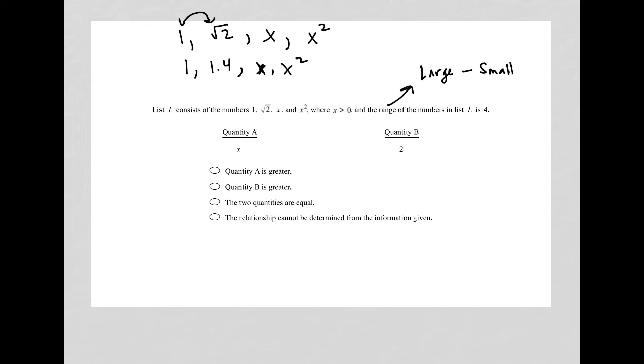So what are we trying to find? Quantity A is just x. Quantity B is the number 2. Now here's the deal. We were given this information about the range. Hopefully you remember what range really means, but there's not much we can do with that information because we don't know what x is.